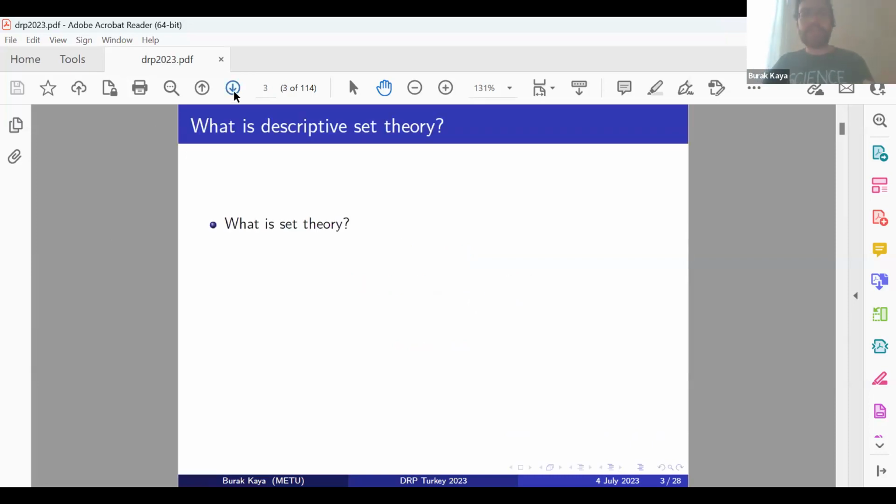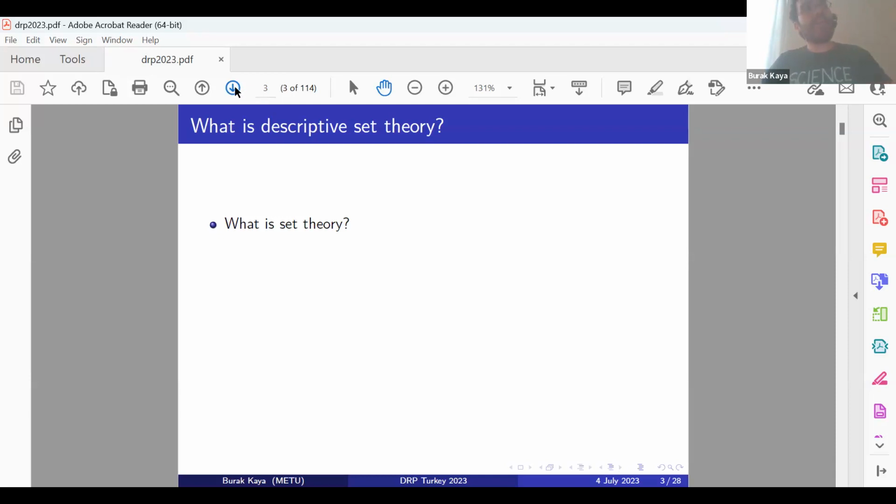Let's first start with the question, what is set theory? Many non-set theorists are actually not aware of this. People think of set theory as a foundational system to do mathematics. It's interesting that historically this is wrong. Set theory was born basically out of an investigation of Cantor on Fourier series, some trigonometric series, actually.